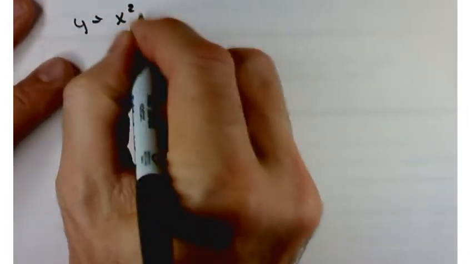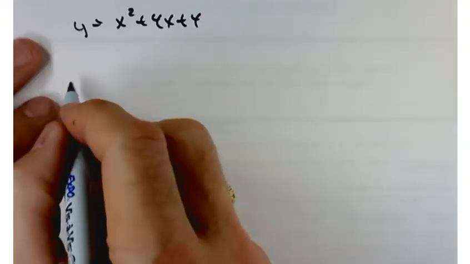So we've got y equals x squared plus 4x plus 4. And we're going to keep track of several points here, some important points. The first one I want to find is the vertex. So to find the vertex, I can do this.